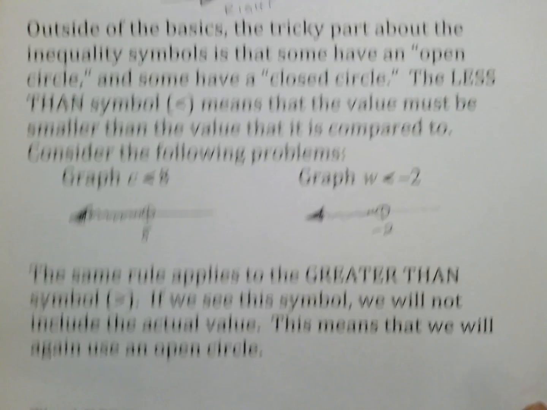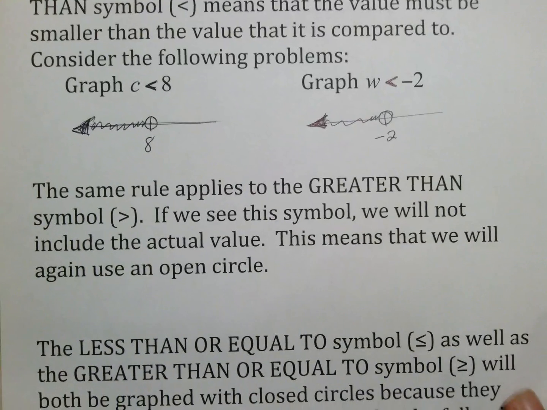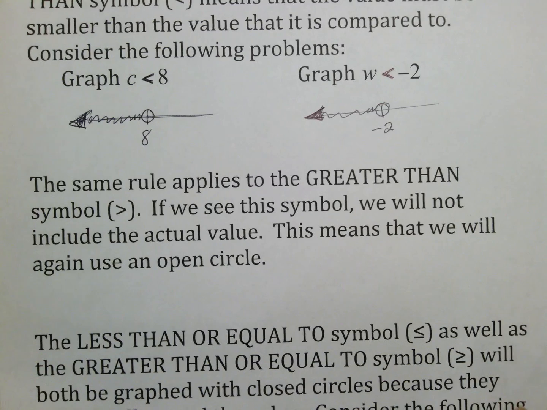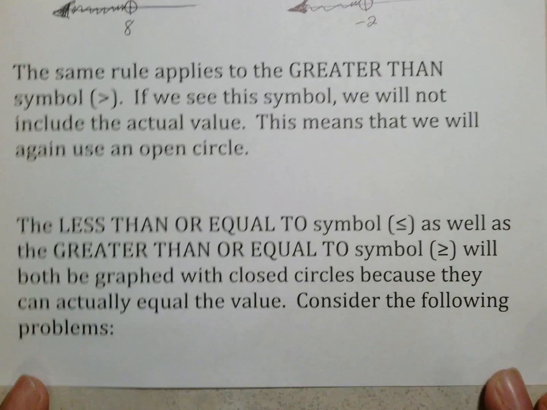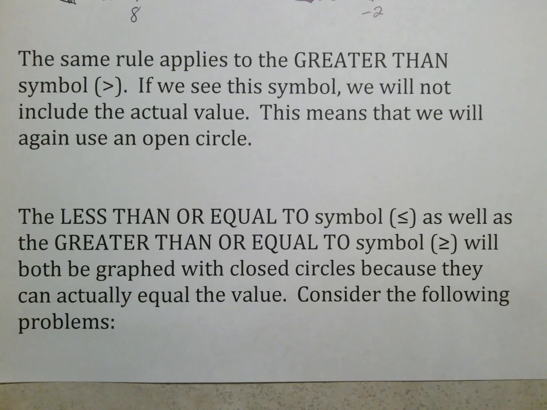The same rule applies to the greater than symbol. If we see this symbol, then we will not include the actual value. This means that we will again use an open circle. The less than or equal to symbol, as well as the greater than or equal to symbol, that's these two things, because the line under it is kind of like an equal sign, will both be graphed with closed circles because they can actually equal the value.